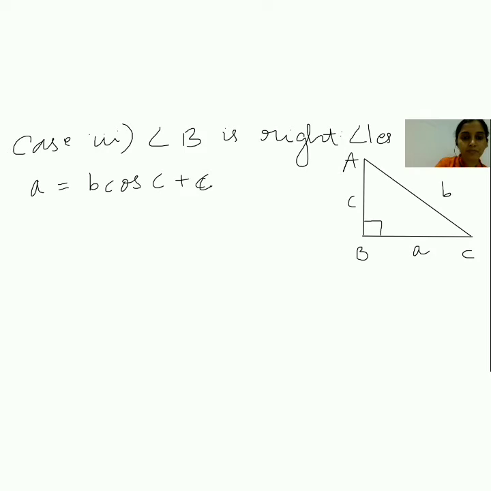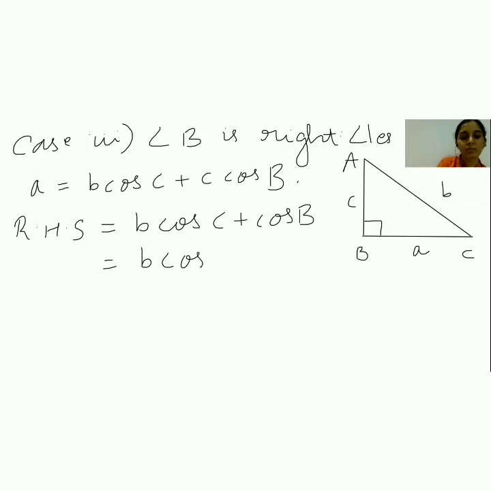Okay, so we'll take the right hand side, and we'll say B cos C plus C cos B. Now what is angle B? It is 90 degrees. So let us substitute 90 degrees in place of capital B. So C cos 90. What is cos 90? It is 0. The second term becomes 0. We are left with B cos C.